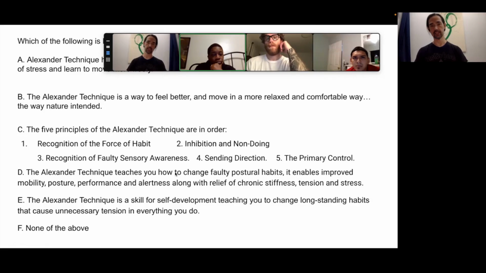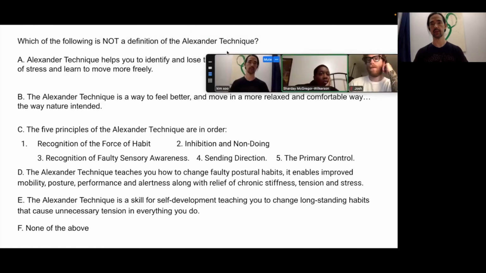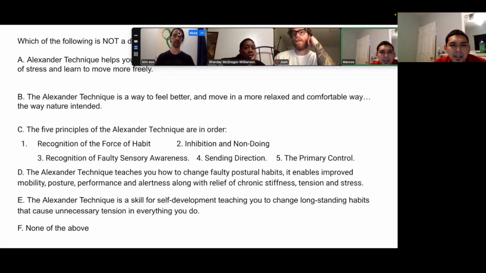The Alexander technique teaches you how to change faulty postural habits. It enables improved mobility, posture, performance, and alertness, along with relief of chronic stiffness, tension, and stress. The Alexander technique is a skill for self-development, teaching you to change long-standing habits that cause unnecessary tension in everything you do. Or F, none of the above. So what do you guys think? None of the above. That's right, none of the above.